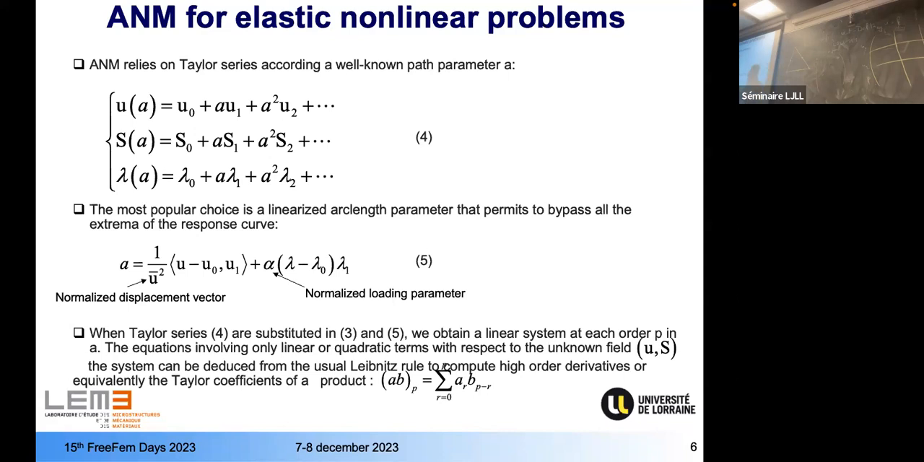U zero is, in fact, the solution at the beginning of the branch. At the first step, it's zero, and after that it changes. In the asymptotic numerical method, you have branches. So you go from the parameter a, a equals zero, to a max. We present this value. And U zero is the beginning, the initial displacement of a.